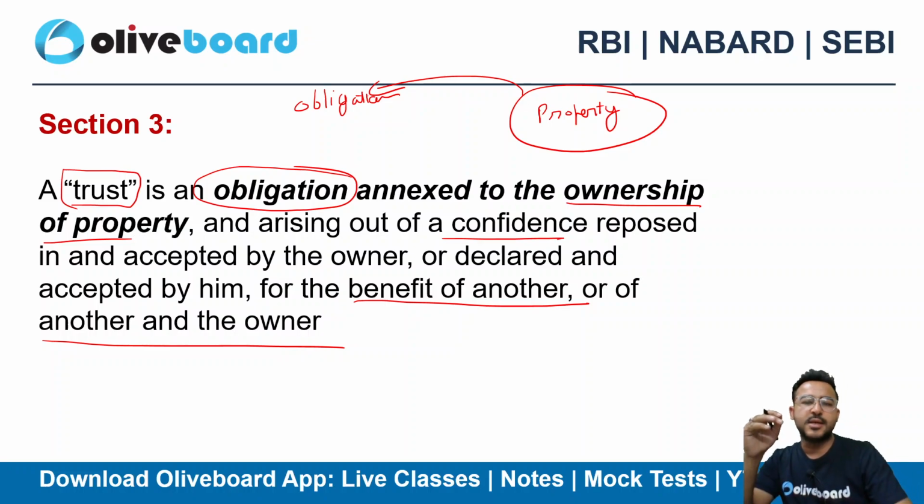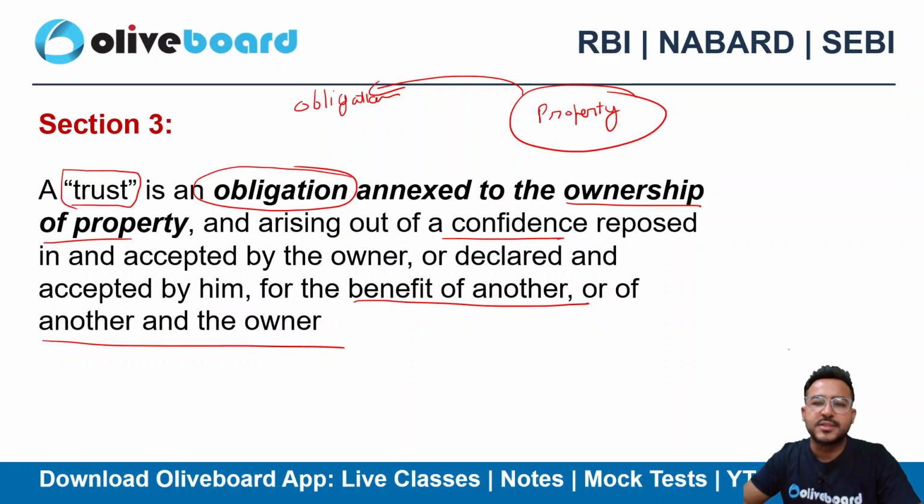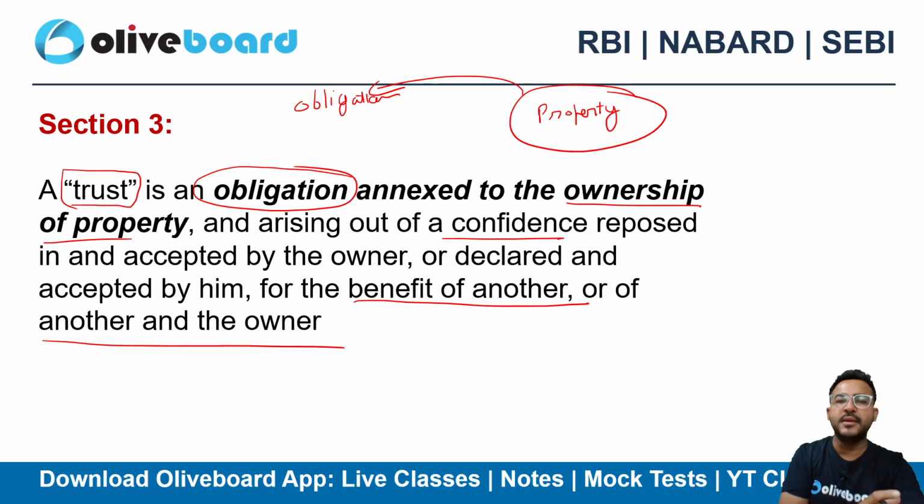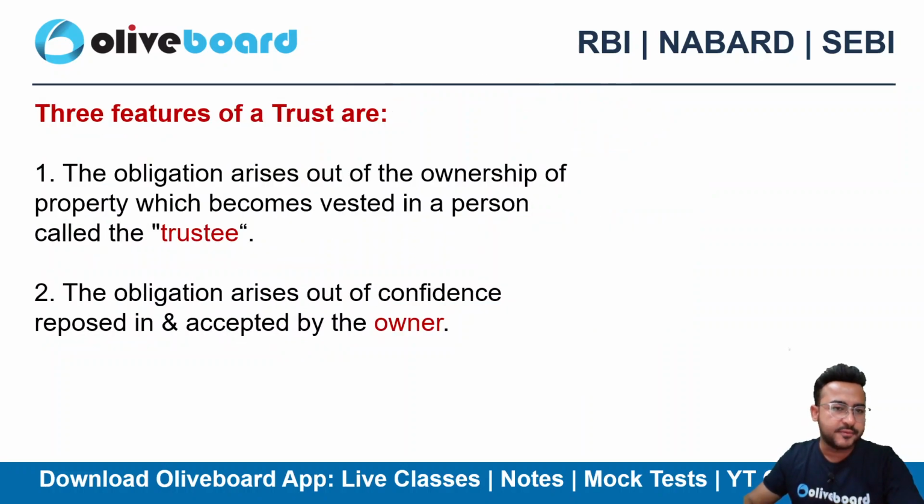So here there is an owner of this property, right? He is handing over this property to a trustee. So that creates an obligation for the trustee. The trustee needs to take care of this property and definitely pass the benefit on to the beneficiaries, the real beneficiaries. So that's the definition.